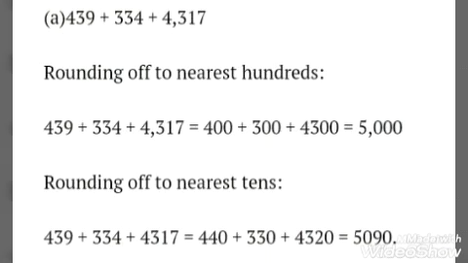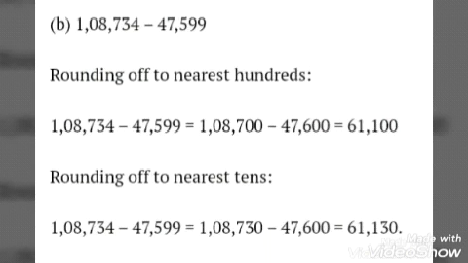4370 nearest tens 4320. Next you have to add this value, you get 5090. Then second one, 1,08,734 minus 47,599. First rounding off to nearest hundreds. So 1,08,734 nearest hundreds, 1,08,700.